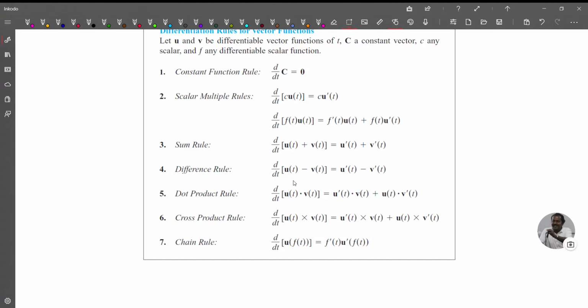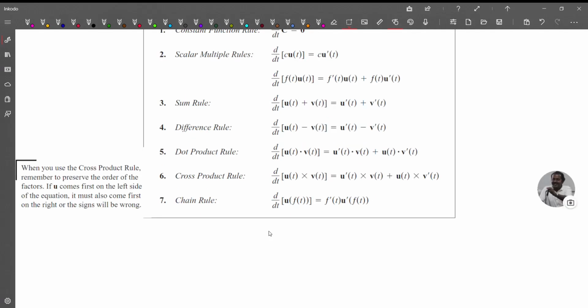Difference rule: d by dt of u of t minus v of t is equal to u prime of t minus v prime of t. The dot product rule: d by dt of u dot v is u prime dot v plus u dot v prime. And the cross product rule: d by dt of u of t cross v of t is u prime of t cross v of t plus u of t cross v prime of t. And the chain rule, where u is a function of f of t: d by dt of u of f of t is f prime of t times u prime of f of t.